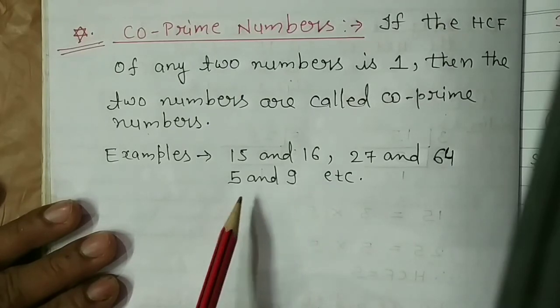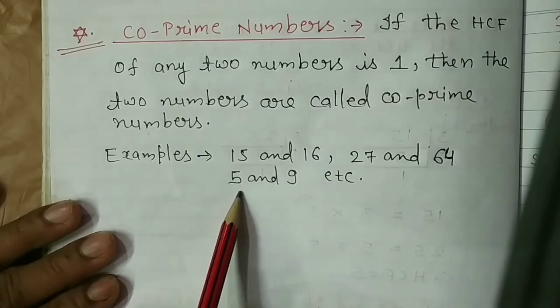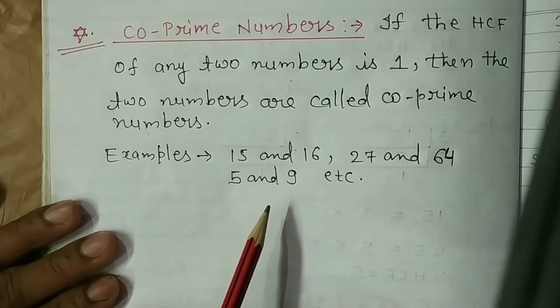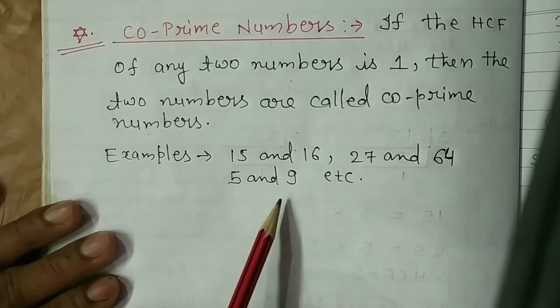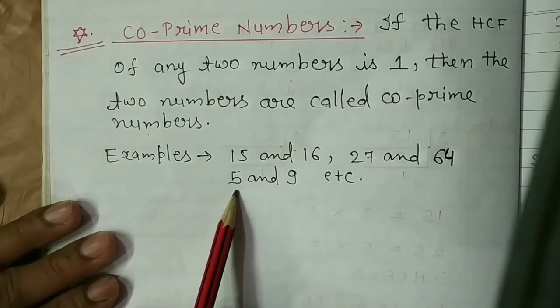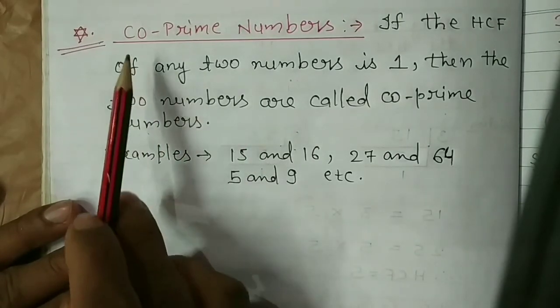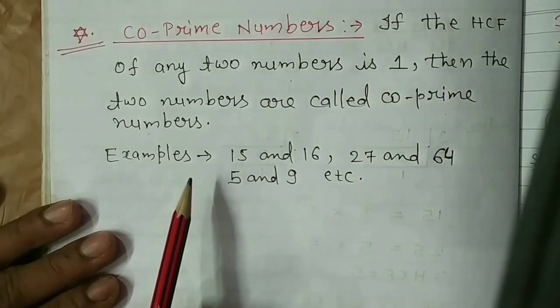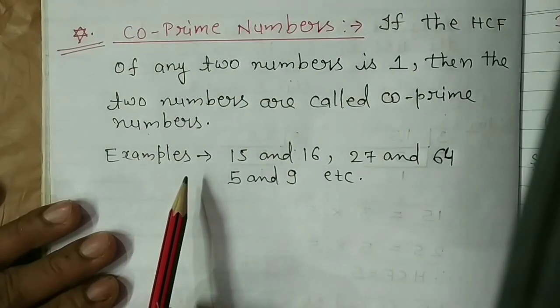And the third example is 5 and 9. The HCF of 5 and 9 is also 1, because 5 and 9 are co-prime numbers. Okay? Thank you.